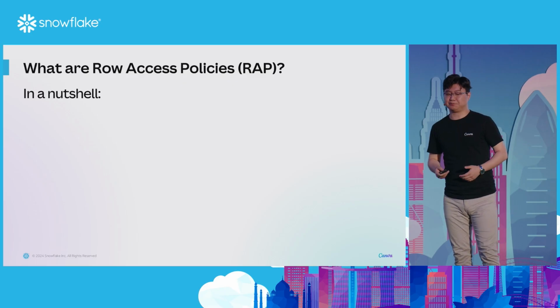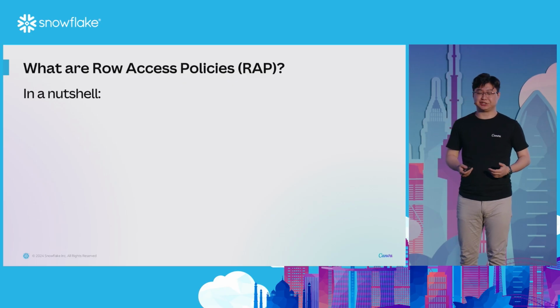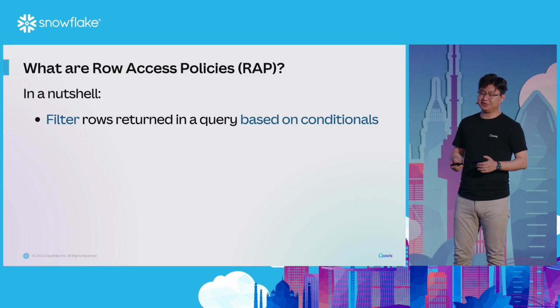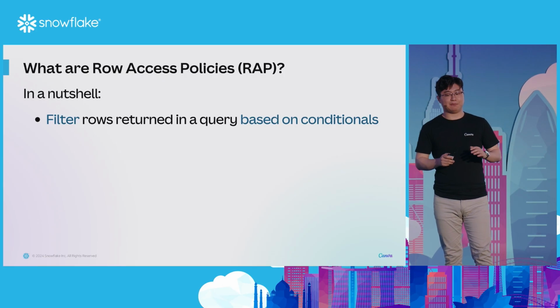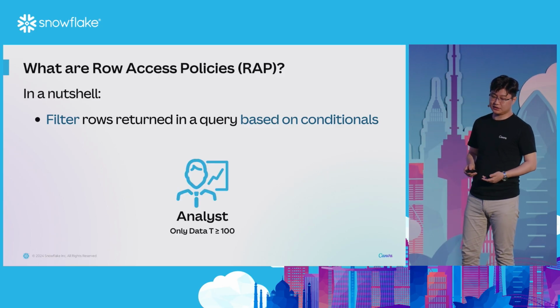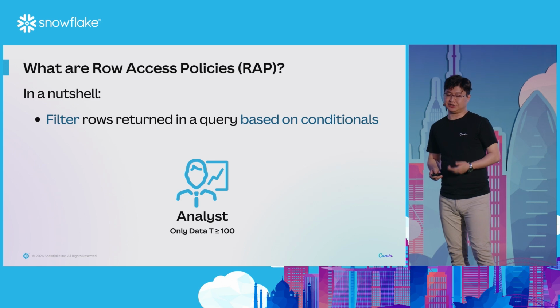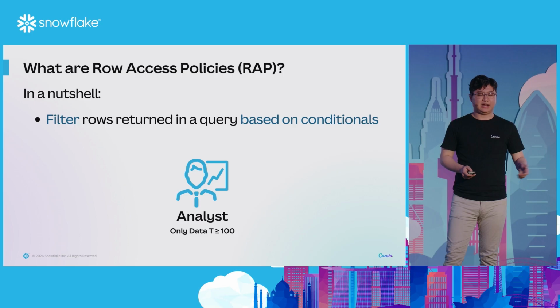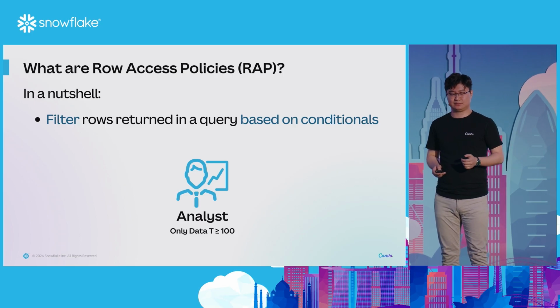What are row access policies? In a nutshell, considering the name, RAPs filter rows returned in a query based on conditionals that you can set either arbitrarily or in accordance with certain business logic. Let's imagine I have a data analyst here, and this analyst is only permitted to see data after including a timestamp of 100 seconds as an arbitrary restriction.